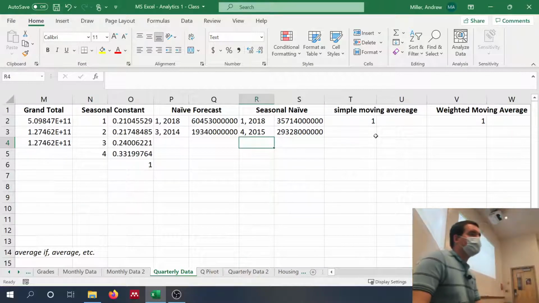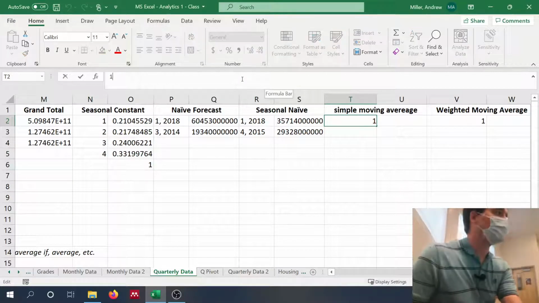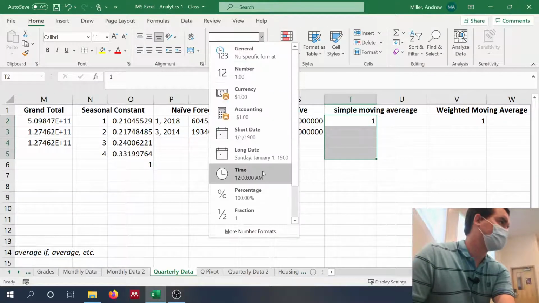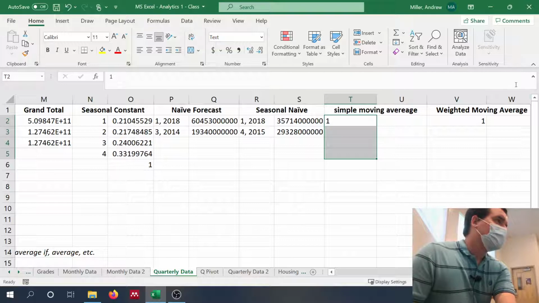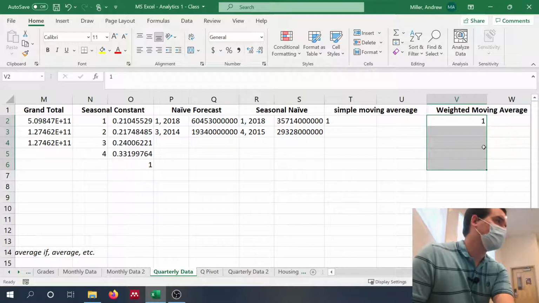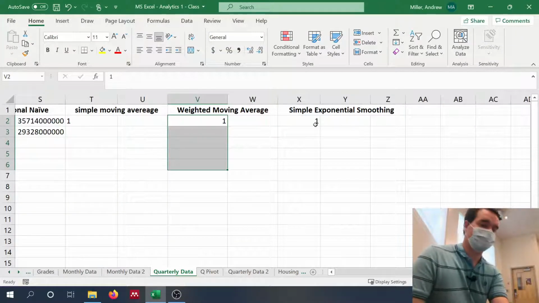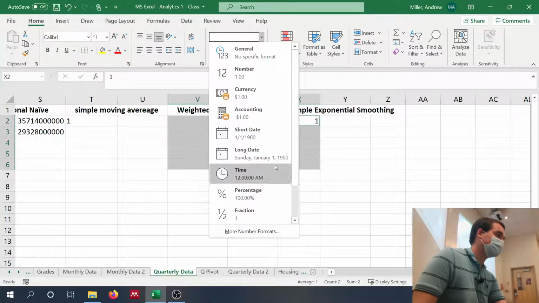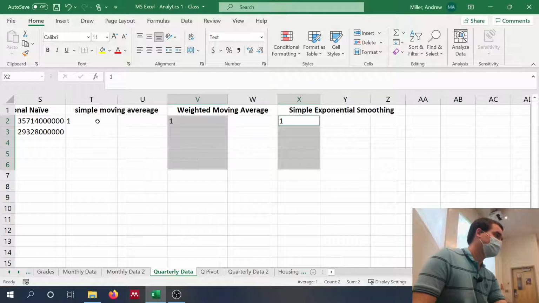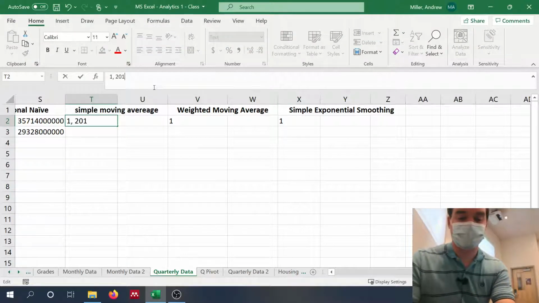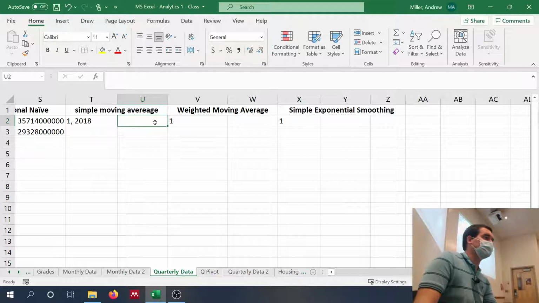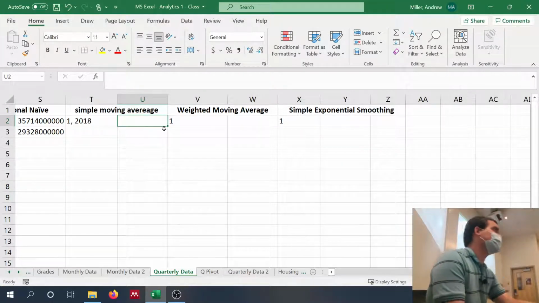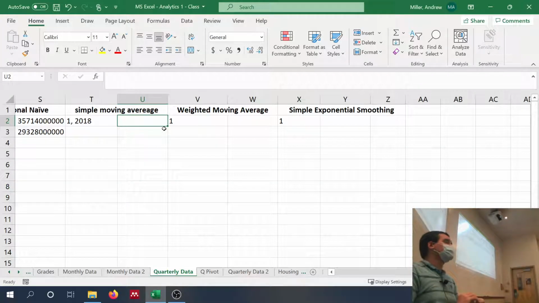All right. Simple moving average for quarter 1. I'm going to change all these at once to text. I said I'd change them all at once, and then I neglected to do that. Shame on me. So quarter 1, 2018, what are we going to use to calculate the simple moving average? Let's say a 3-period simple moving average. Who's got it?